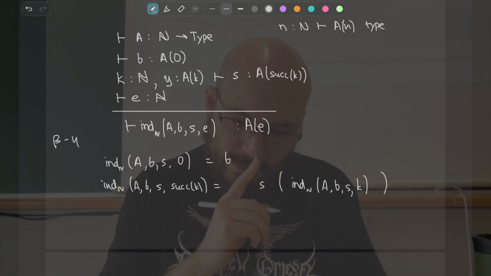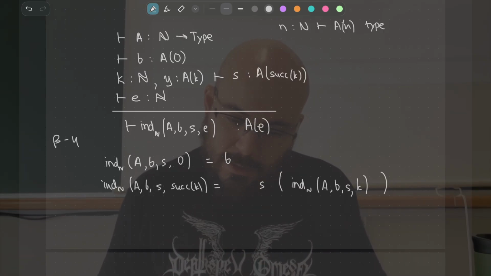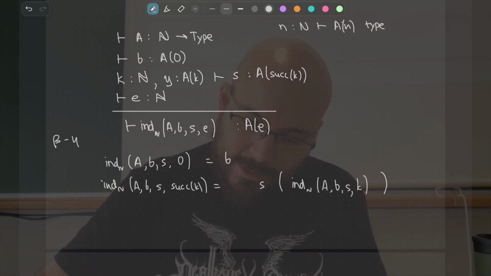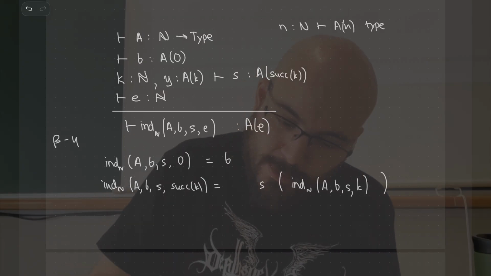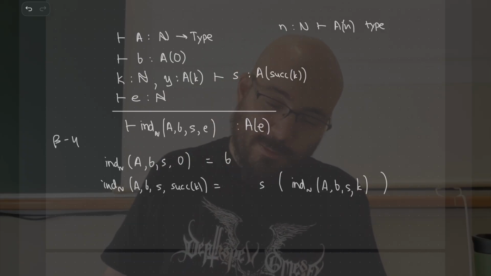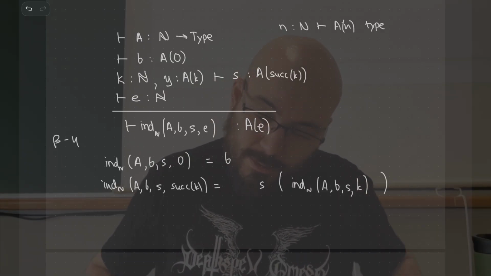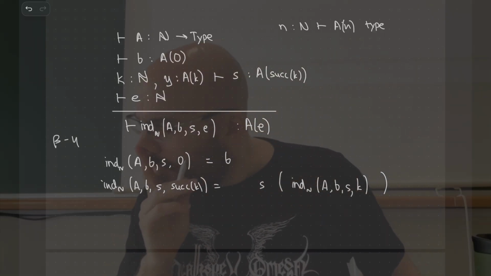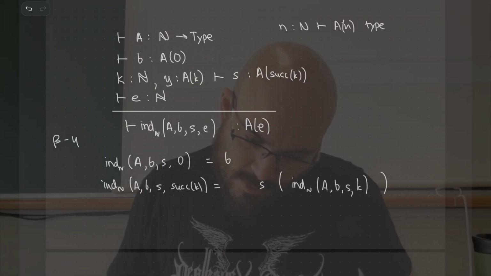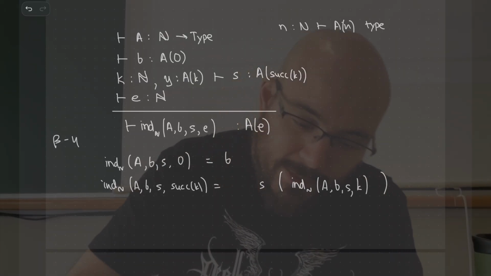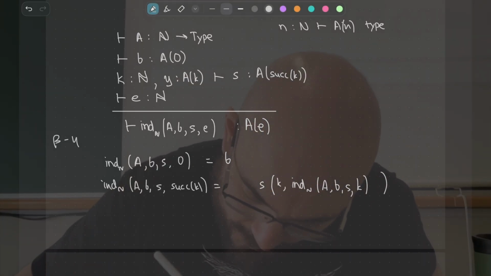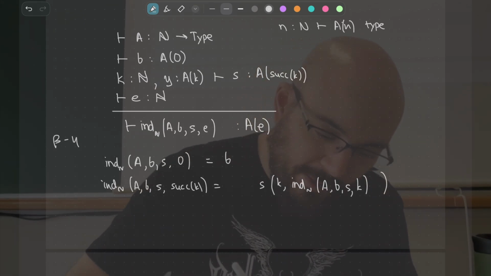S of K and that. You really want to see this as an argument. Wait, S is an inhabitant of which type? Of A of successor of K. So the thing on the left is also an inhabitant of A of successor of K. Yes, you're right. Okay, so I need a K here, right? Yeah, great. So there you go with the betas.